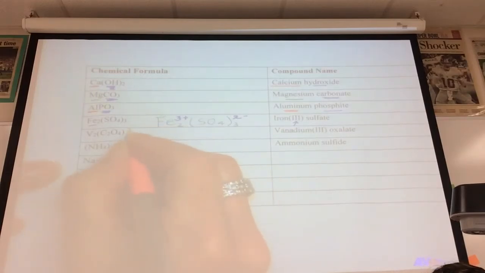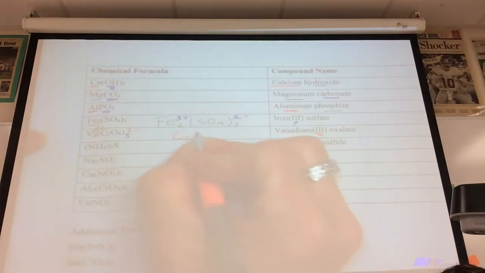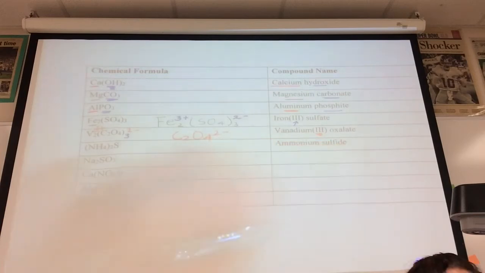2 minus. 3 times 2 is 6. Divided by 2 makes the charge on vanadium 3 plus. Vanadium 3 oxalate. Be careful with this. C2O4 2 minus is oxalate ion. That one the kids have trouble with because it doesn't start with a C.